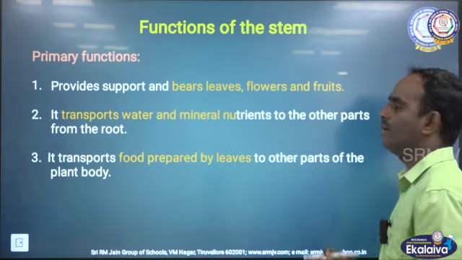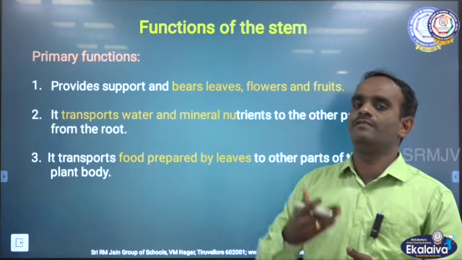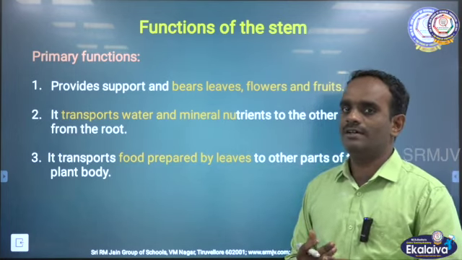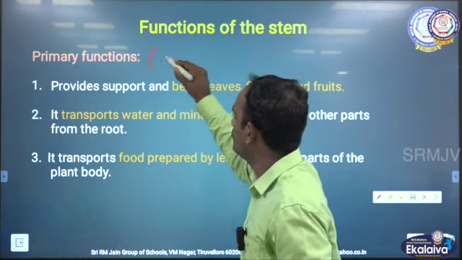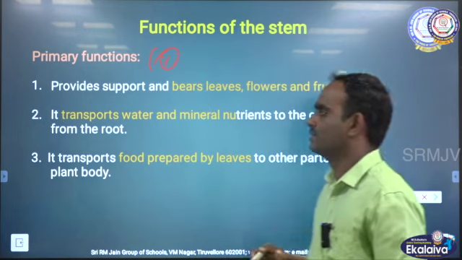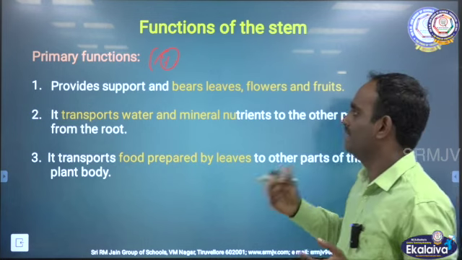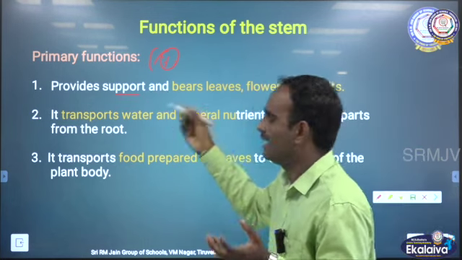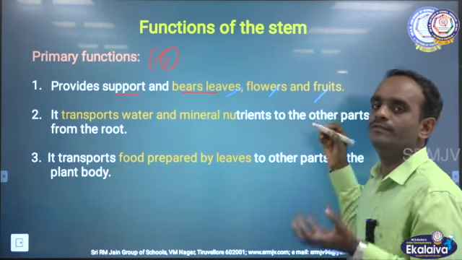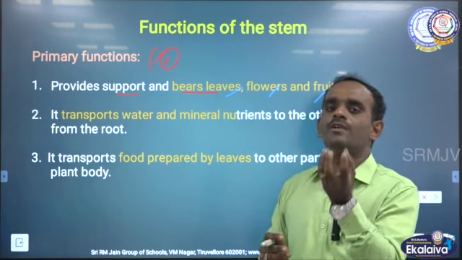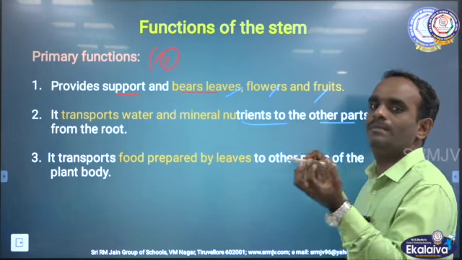Then functions of the stem. It has two important functions, children. One is the primary function and another one is the secondary function. Primary function, what is the meaning of primary? Primary is nothing but a very important function, right? So the first one is it provides mechanical support, and it also bears leaves, flowers and fruits. It transports water and minerals from the root to the other parts of the plant.